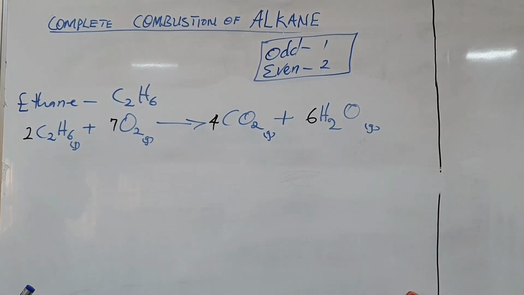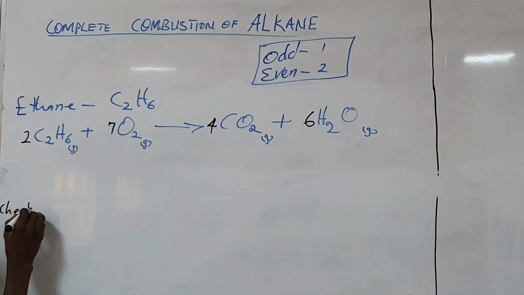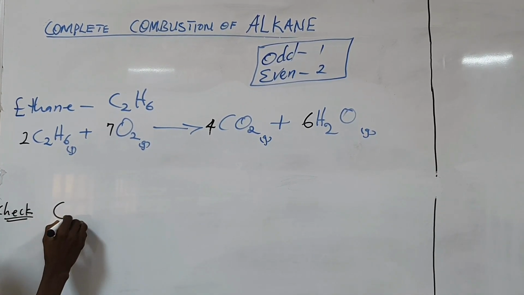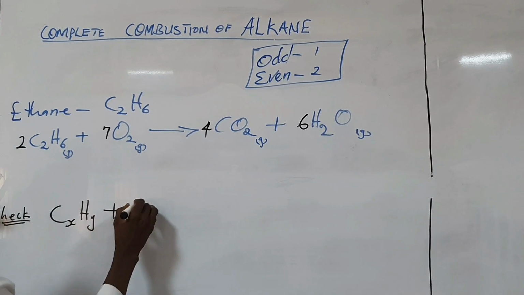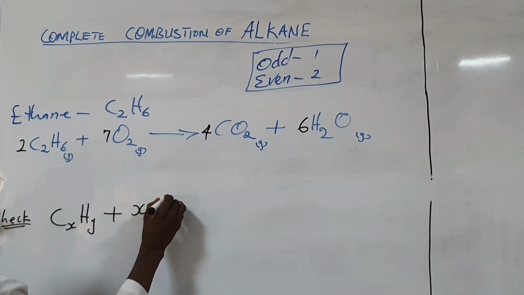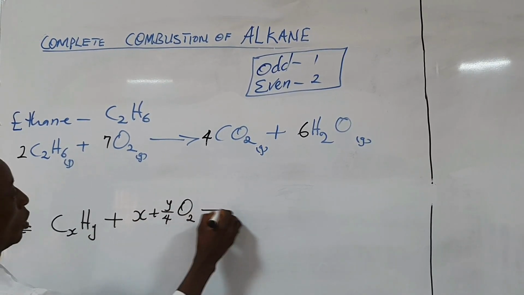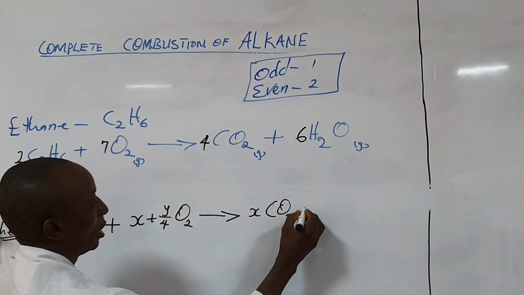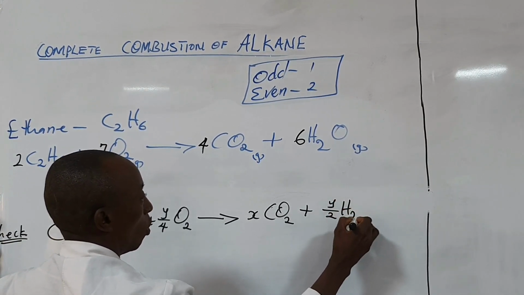However, like I said, if you want to introduce your formula to check after the examination, the formula is CxHy plus x plus y over 4 of oxygen to give you x of carbon dioxide plus y over 2 of water.